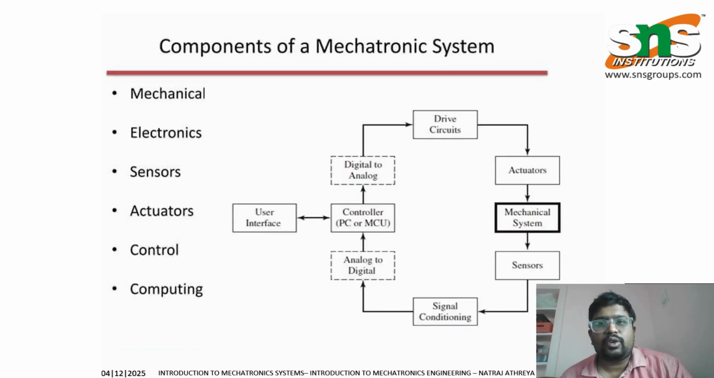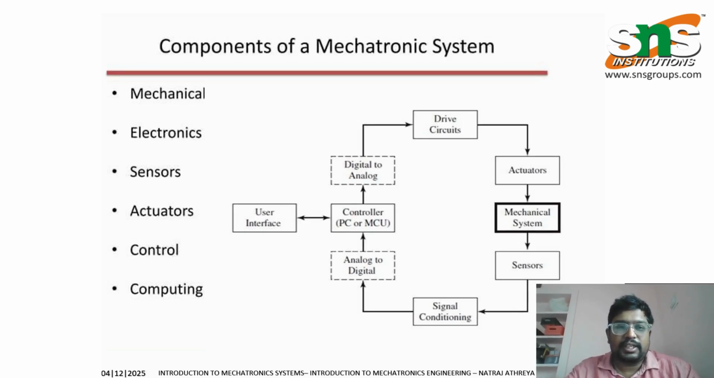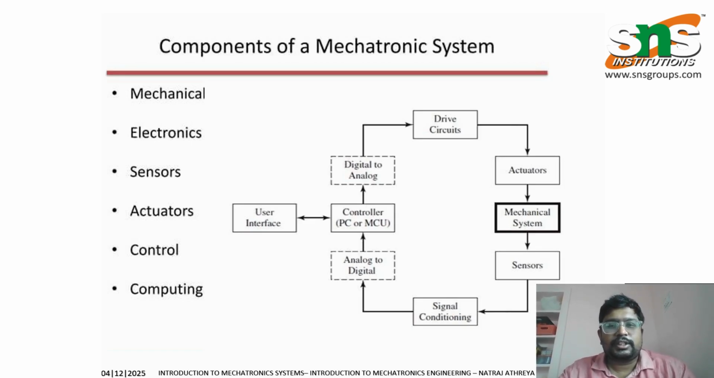Typically, a mechatronic system will consist of a mechanical system or a device or a structure or a linkage, and it might have electronics components. It can be a combination of all of these things. But definitely, there must be a sensor, and then there will be actuators, and a control system to act as the brain, and then there will be computing which computes whatever is observed, or gives the output to the actuator systems.